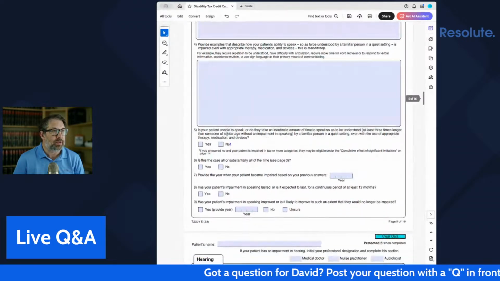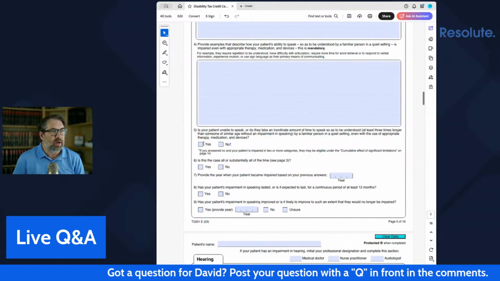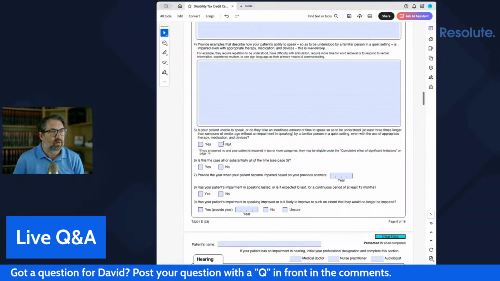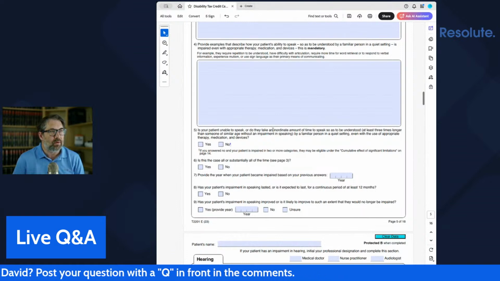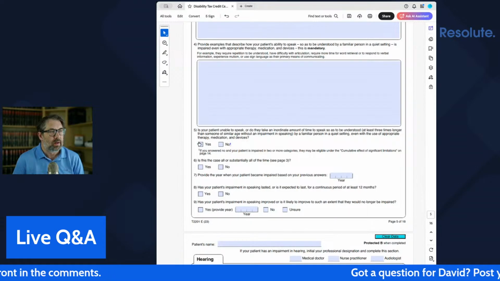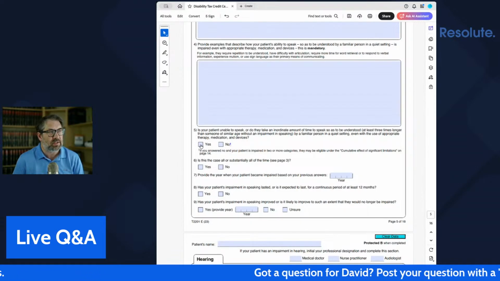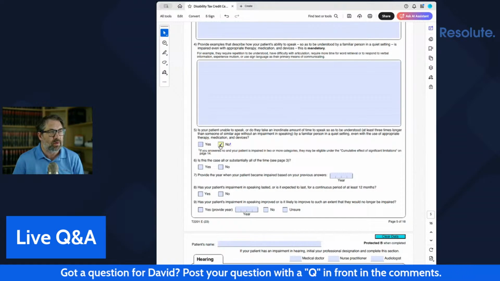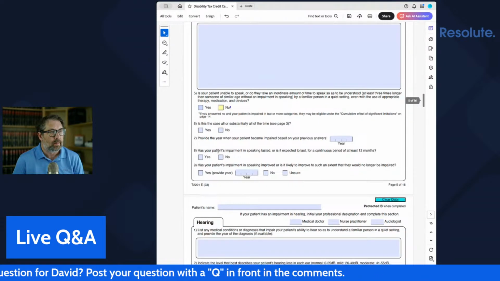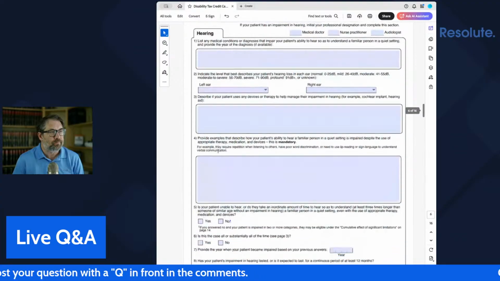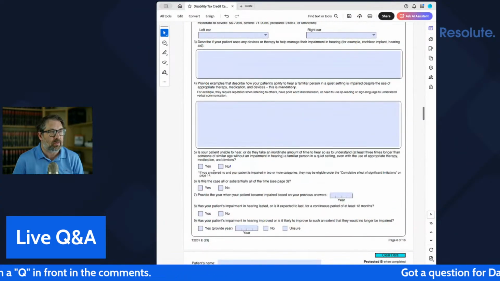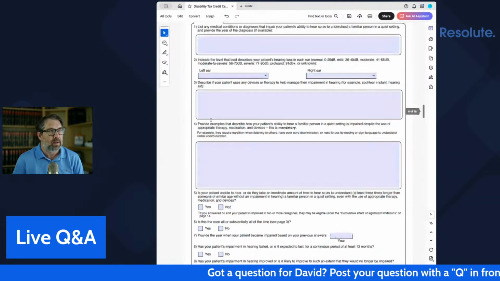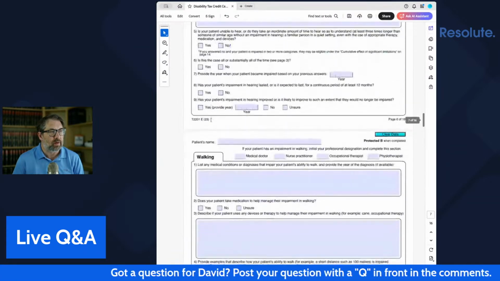And then here's the question. If your doctor says yes, then you qualify. If no, then you don't. Is your patient unable to speak, or do they take an inordinate amount of time to speak, at least 3 times longer? So there you go. That's what they've changed with these forms. They have this statement here. If your doctor puts yes, then you would meet the criteria. If no, then you do not. Hearing, same idea. Here's the key question right here. Your doctor needs to say yes if you're going to be claiming a marked disability with hearing.